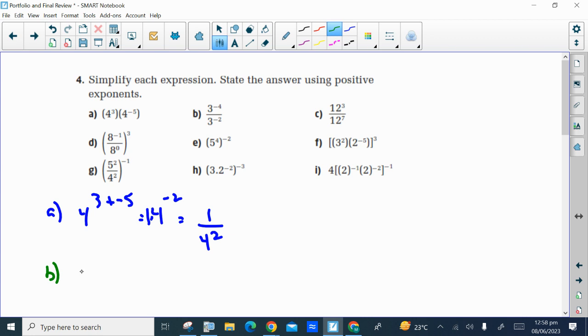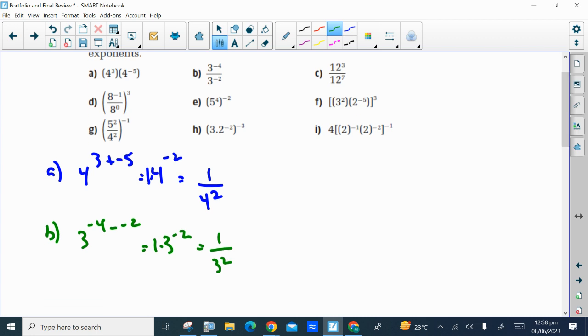Question B, you're dividing powers with the same base. The law says you subtract the exponents and the base stays the same. When you subtract the exponents, the minus becomes a plus positive. It's negative 4 plus 2, which is negative 2. And again, this is 1 times 3 to the negative 2. The 1 stays on top, the 3 moves to the bottom, and the sign on the exponent becomes positive 2.